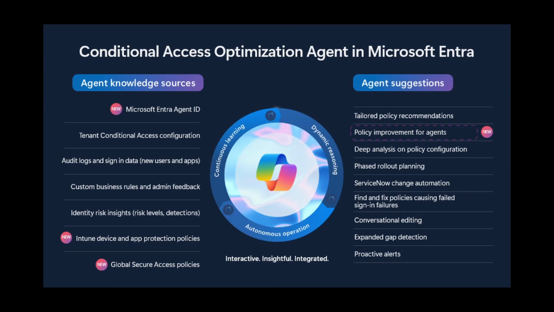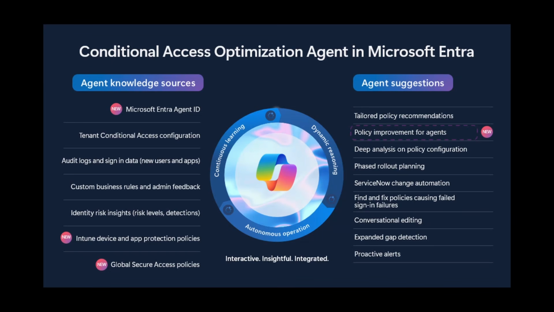So here on the left, you can see agent knowledge sources. These are all of the things that the agent looks for when considering your gaps, and you can see it's quite vast and comprehensive. Of course, it's looking at some basic stuff like what are your conditional access policies, what are the groups used in them, if they're assigned to certain roles, all of that information. And of course, it also looks at audit logs and sign-in logs. What are the changes happening? Who's making them? When have they happened? What's the impact of them?